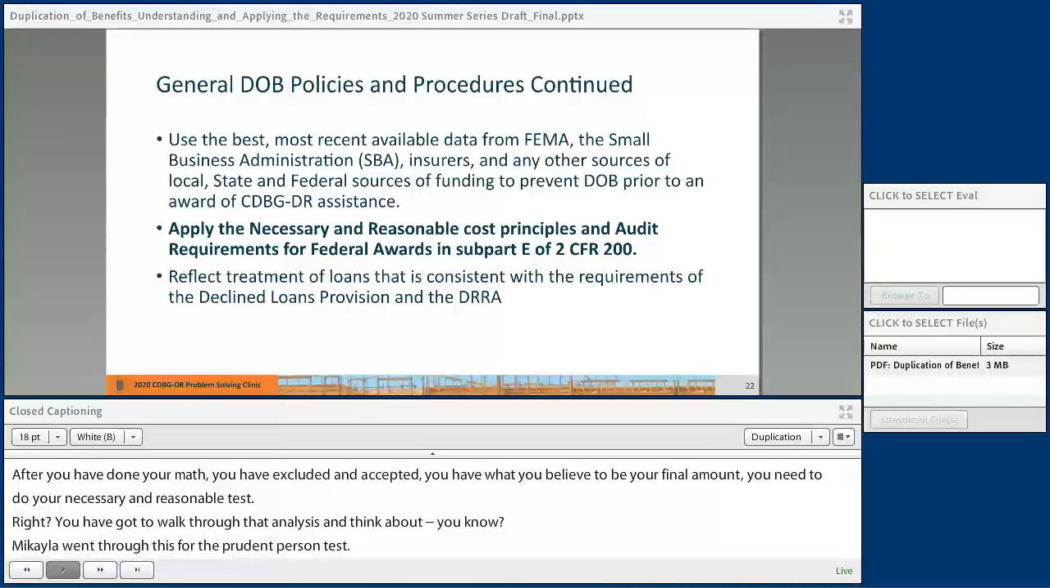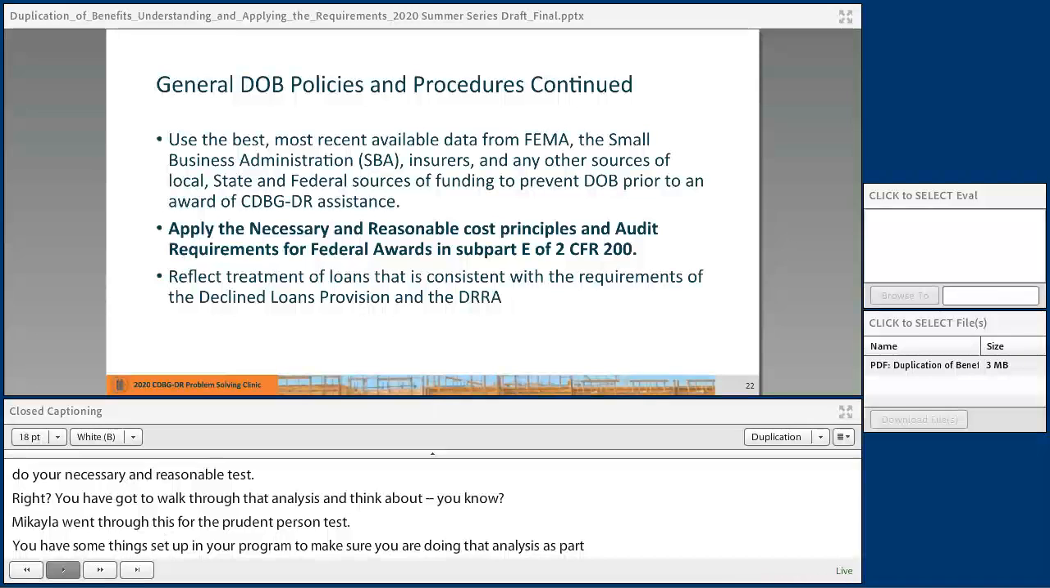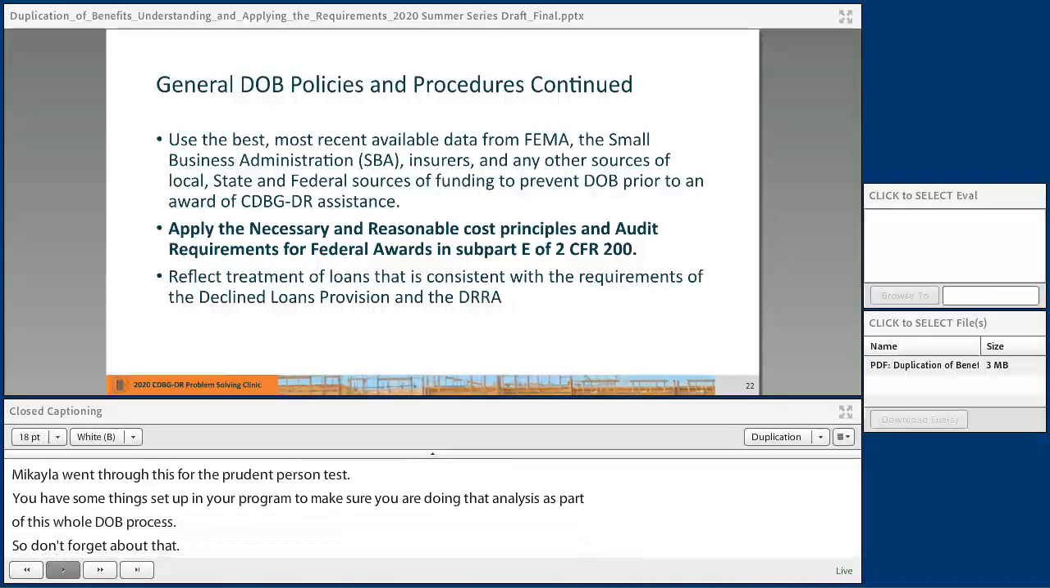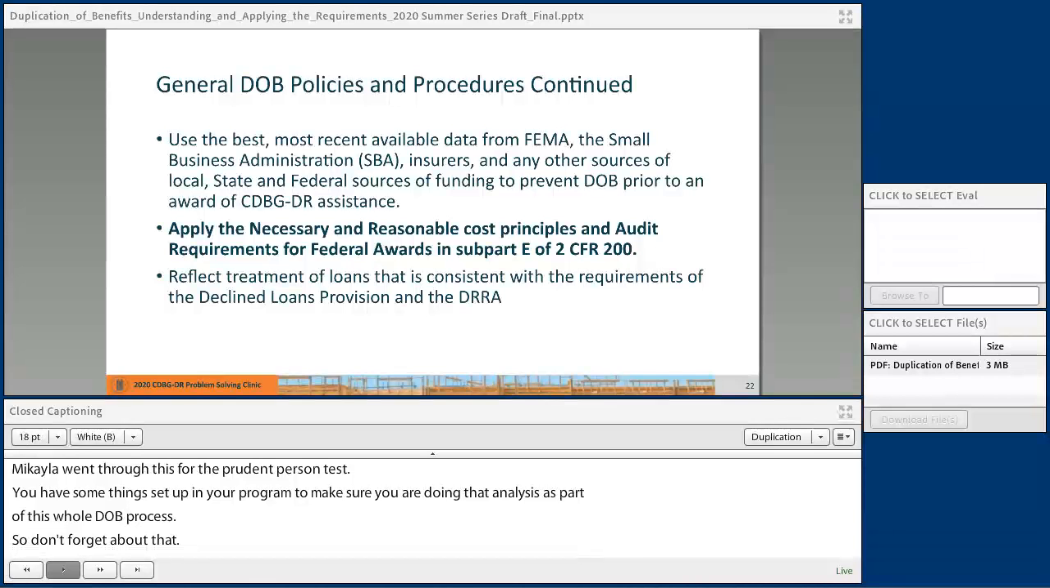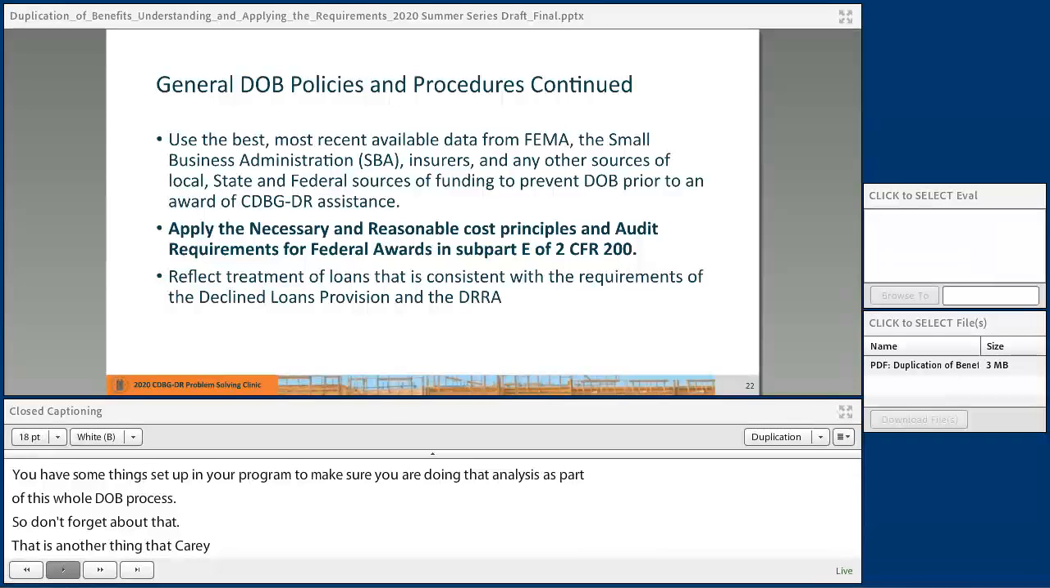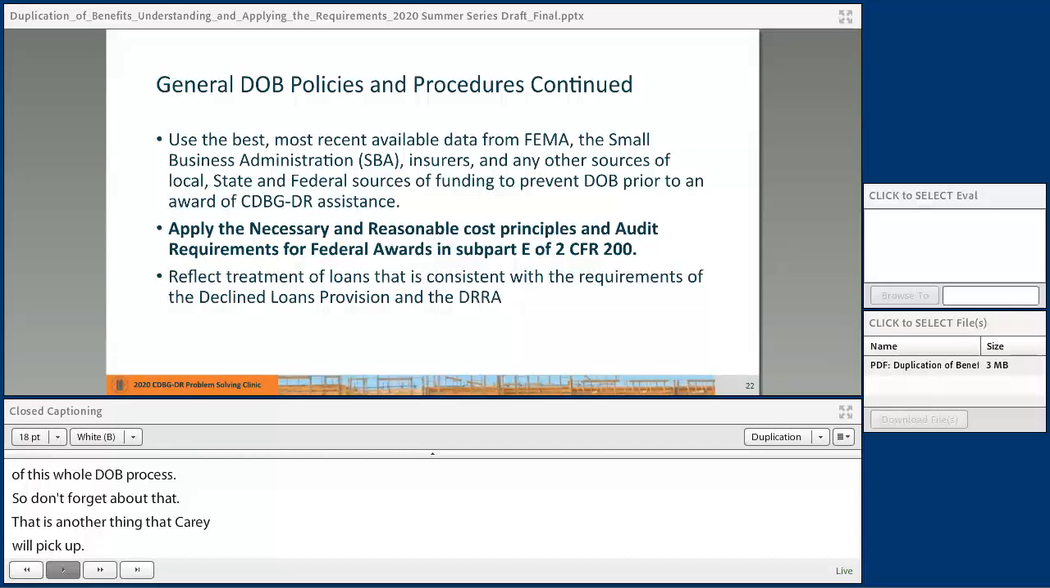And that's another thing that Carrie will bring up in her examples that I think will really show you guys how that comes into play. And then also make sure your policies and procedures now reflect this new treatment of loans. It's consistent with the requirements of the declined loan provision and the DRRA.